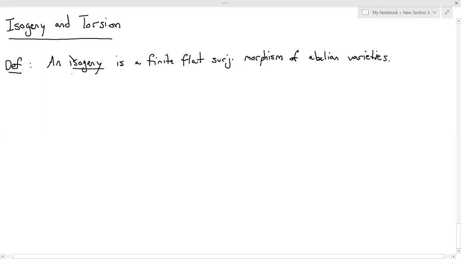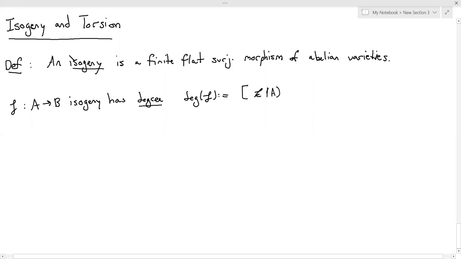The phrase isogenous means there exists an isogeny between, so I won't write that down. But if F: A to B is an isogeny, it has a degree, which is the degree of F, and this is just the degree of the extension of function fields. So we have the function field of A extending the function field of B. We measure the degree of that extension.